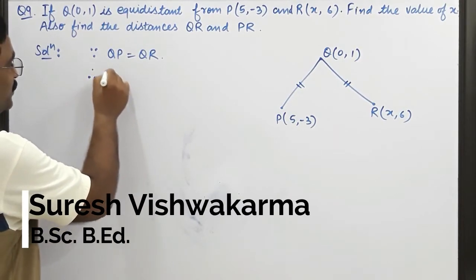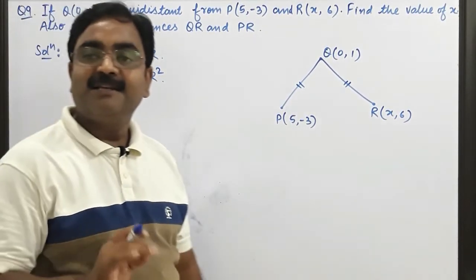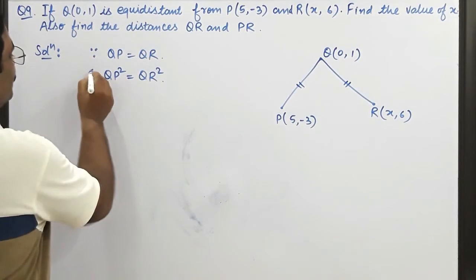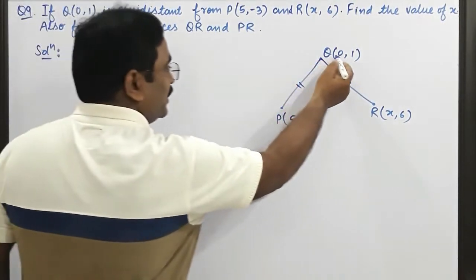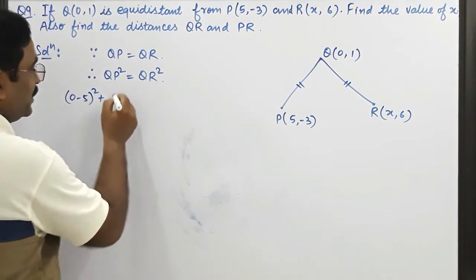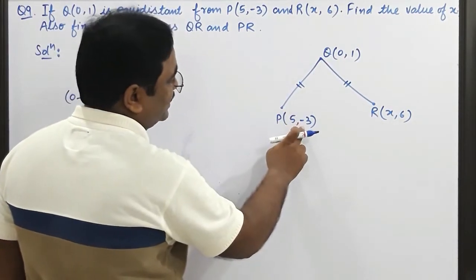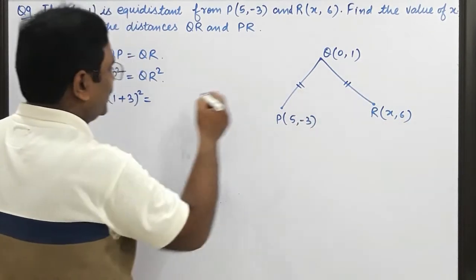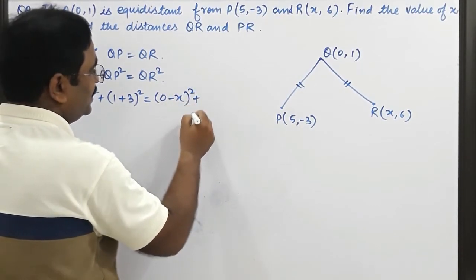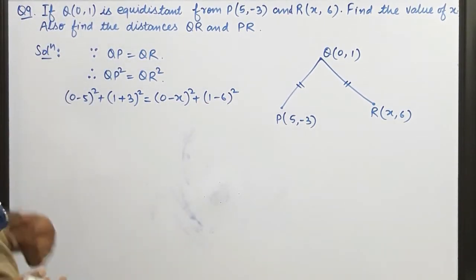Therefore QP square equals QR square. बेटा स्क्वायर क्यों करते हैं? स्क्वायर इसलिए करते हैं so we do not require the under root, right? चलो, now write the value of QP. QP square is x1 minus x2 whole square, means 0 minus 5 whole square plus 1 minus minus 3 whole square, that is 1 plus 3 whole square. Similarly QR square is 0 minus x whole square plus 1 minus 6 whole square. इसको सिंप्लीफाई करते हैं, x की वैल्यू हमें मिल जाएगी ऑटोमेटिकली.